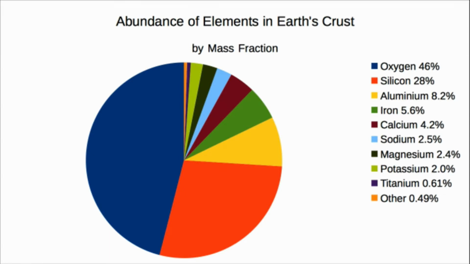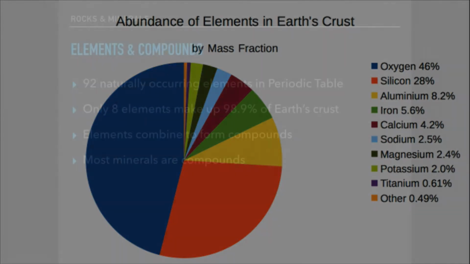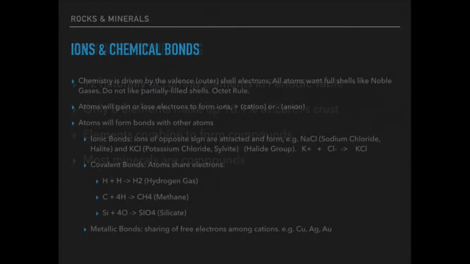It turns out you only need a few elements to make up most of the Earth's crust, but they can combine to form compounds in many, many different ways. There are thousands of different compounds, and most elements occur as compounds. They're driven by the outer valence electrons.